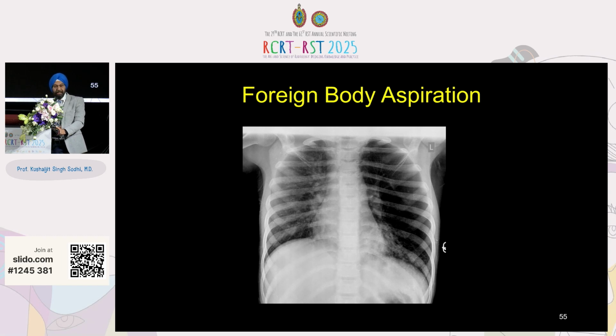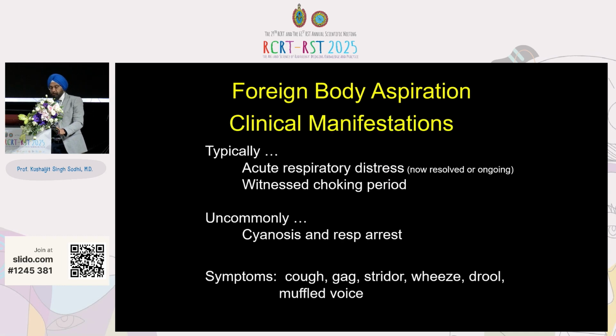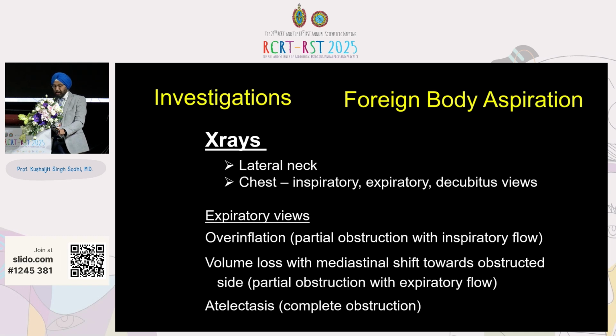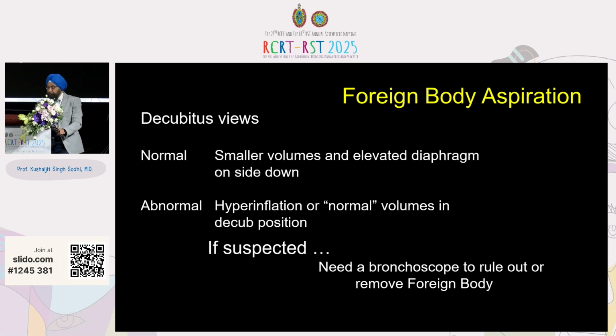Many times history might not be forthcoming because the parents might not be in the same room, right? What you can see here is one particular segment that is very hyperlucent or hyperinflated, with a distal collapse kind of appearance on the radiograph. Typically acute respiratory distress, children can also come with respiratory arrest and cyanosis. For X-rays, what you need to do is a first inspiratory normal chest X-ray, and even try to do a lateral one.